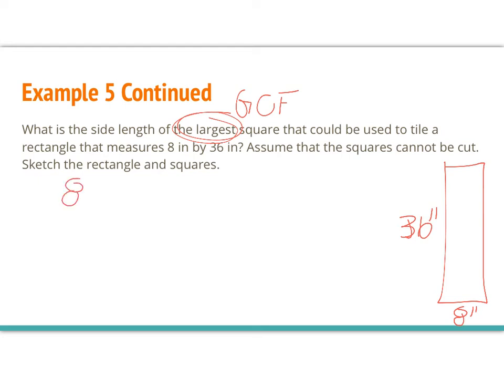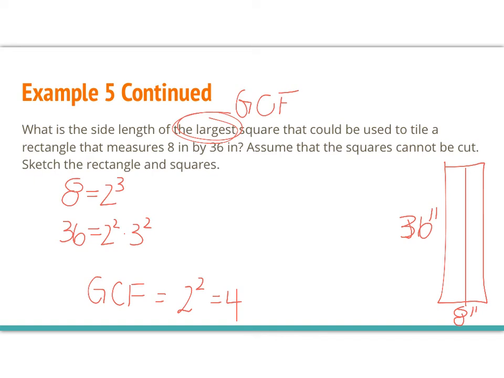So again, 8 was 2 to the power of 3, and 36 was 2 to the power of 2 times 3 squared. The only factor they have in common is 2. What they have in common, the greatest number of 2's that they both have is 2 squared. Therefore, our greatest common factor is 4. That means my tiles need to be 4 inches by 4 inches. And I'm going to divide this. These don't look like squares at all. I did my best, but these would be square tiles, 4 inches by 4 inches.